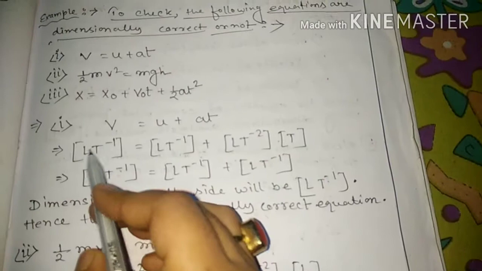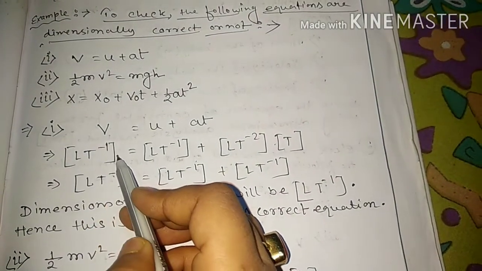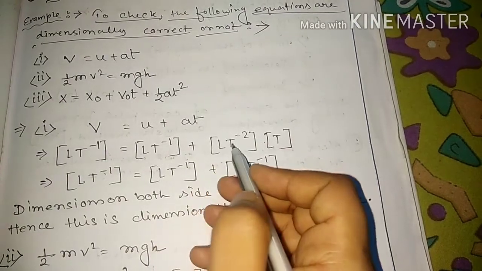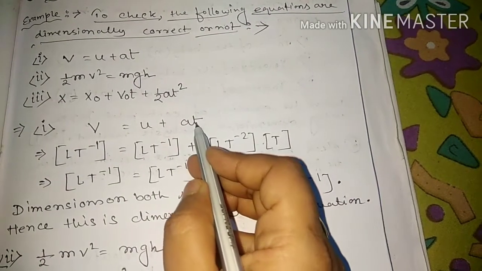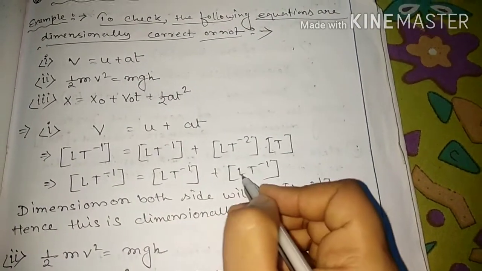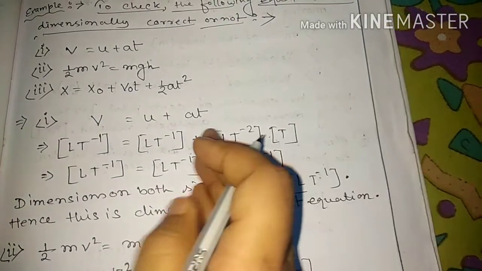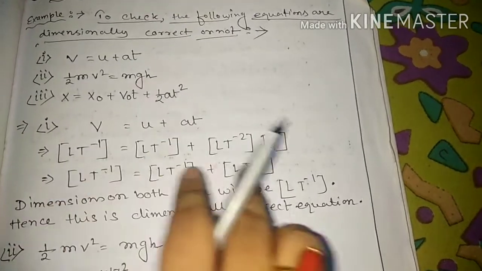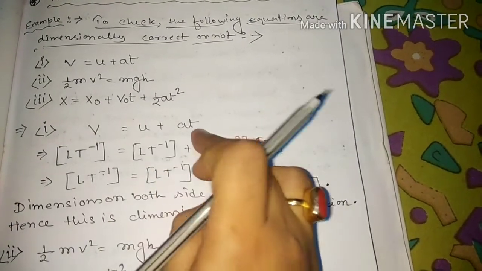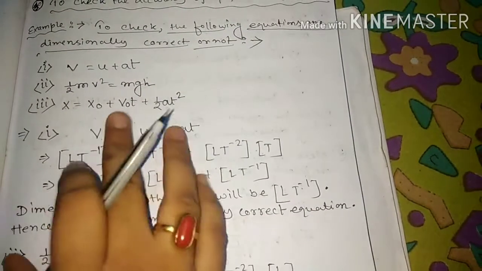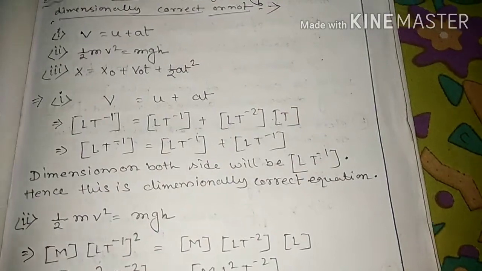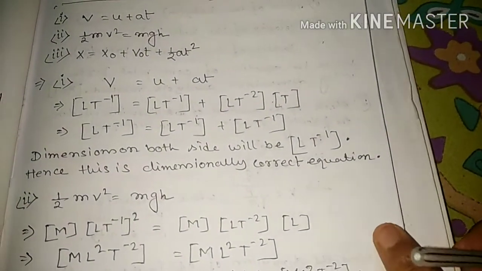So v equals L t to the power minus 1, u equals L t to the power minus 1, and a is L t to the power minus 2 into t is also there, so ultimately L t to the power minus 1. If we write separately, this equals this, that means v equals u, dimensionality will be correct, and this equals this, that means v is dimensionally equal to a into t. So dimensionally both are equal to each other, that's why this equation is dimensionally correct.